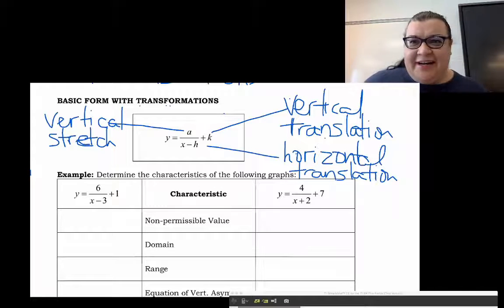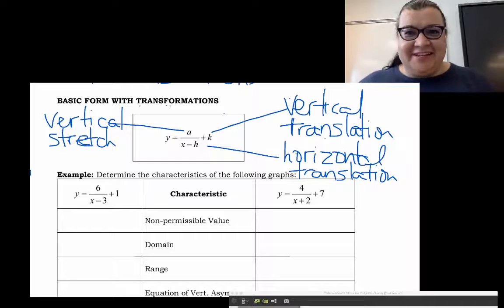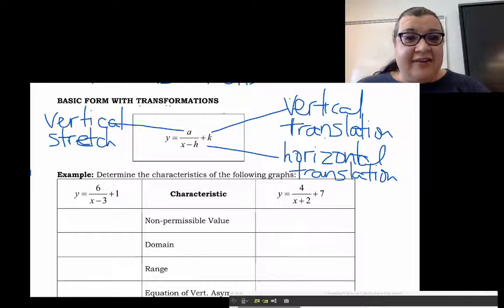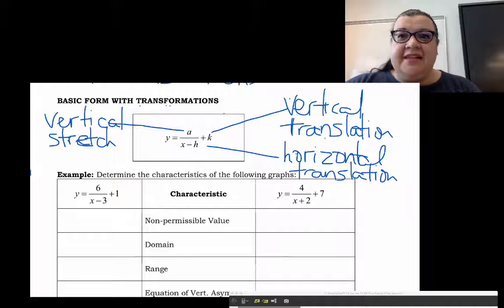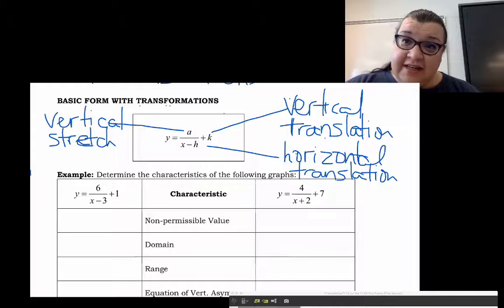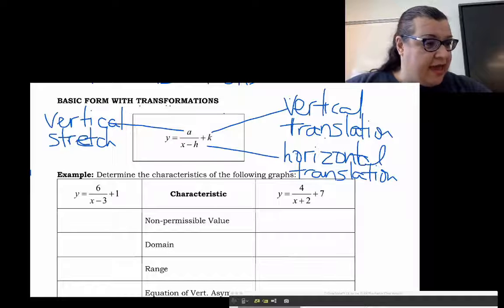Okay, sorry. Again, getting used to technology here. All right, so let's take a look at some examples. Determine some characteristics of the following graphs. We want to take a look at what the equations look like, and then how that relates to things like our domain, our range, our non-permissible values, and our asymptotes.